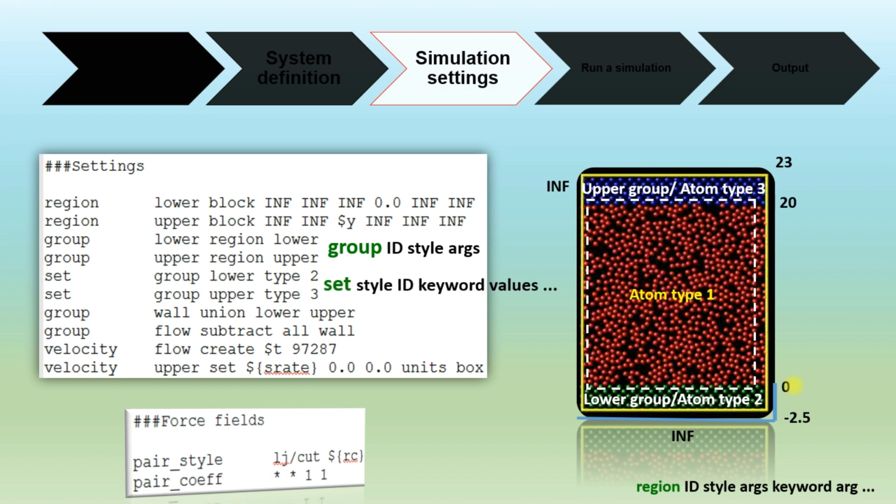We also have a set command. Its syntax is set, style, id, keyword and values. Set command sets one or more properties of one or more atoms. Since atom properties are initially assigned by the read data, read restart or create atom command, this command changes the assignments. This can be useful for overriding the default values assigned by the create atom command. Here we are setting the type of atoms for the upper and lower region. We're setting the upper group of atoms to type 3 and the lower to type 2.